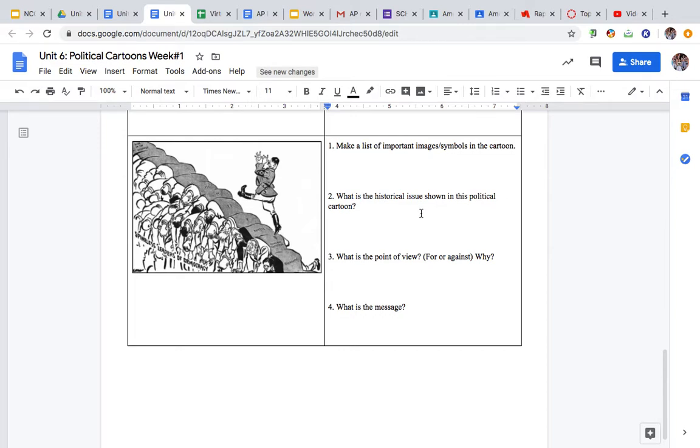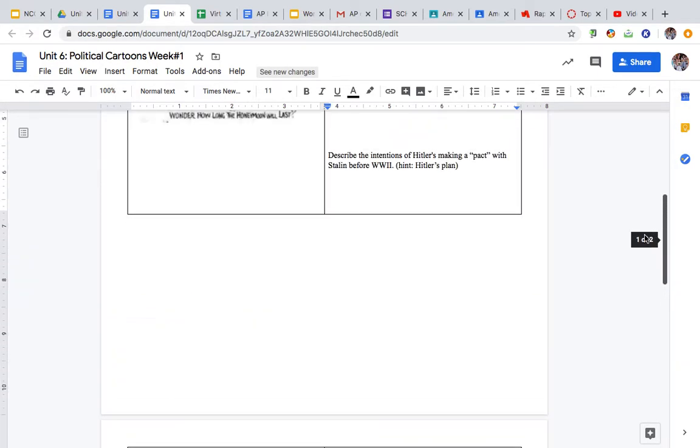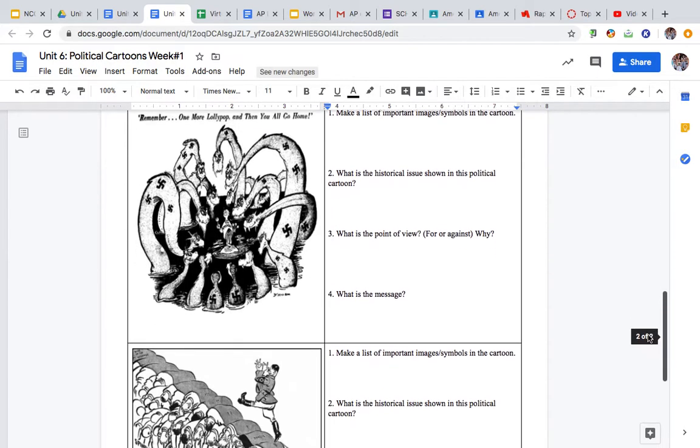So again, what historical issue could this be about? Now, again, not everybody's going to have the same one. Is it for or against that historical issue? Why? And then just tell me what's going on in the cartoon. Really simple with that one. I think these cartoons are pretty easy. Again, email me with any questions.